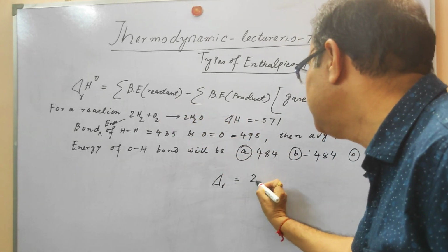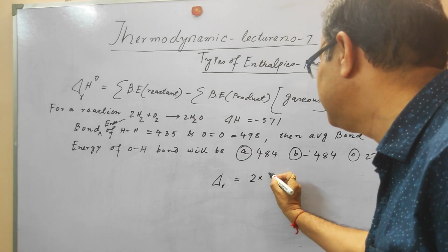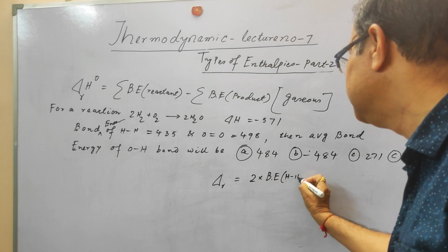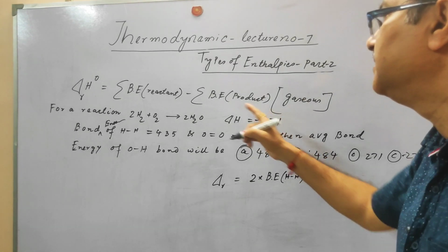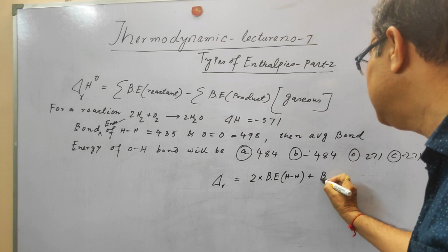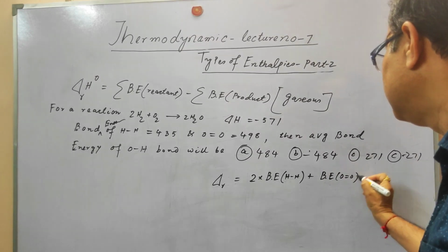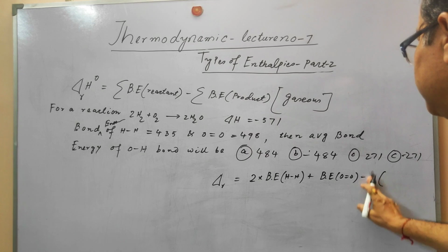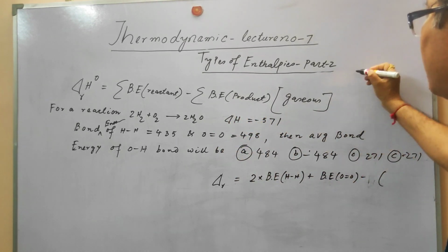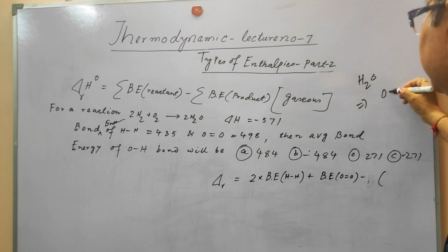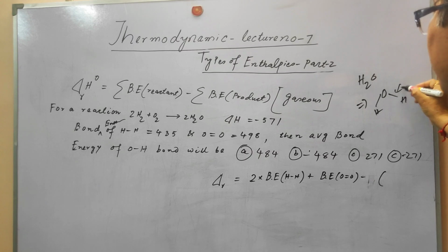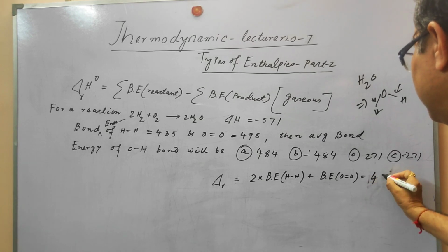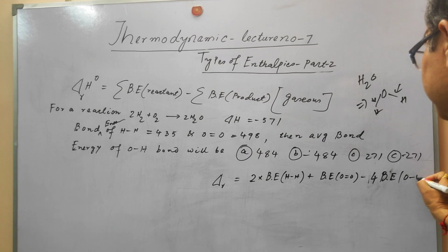First we have to see the reactants. 2 into the bond enthalpy of hydrogen, because there are two molecules, plus the bond energy of oxygen, minus, this will not be 2 here. You can see that H2O is a molecule having this structure, right? There are 2 bonds per molecule, so in total we have 4 into the bond enthalpy of OH.